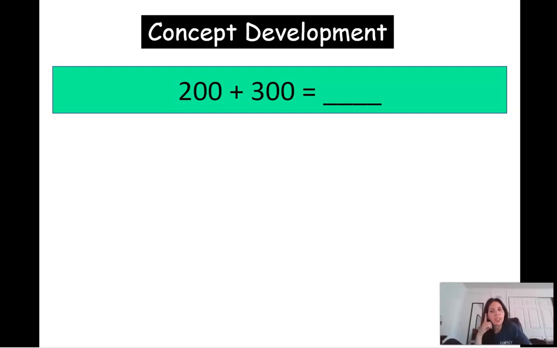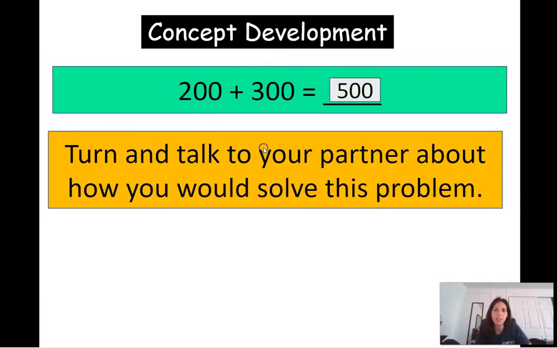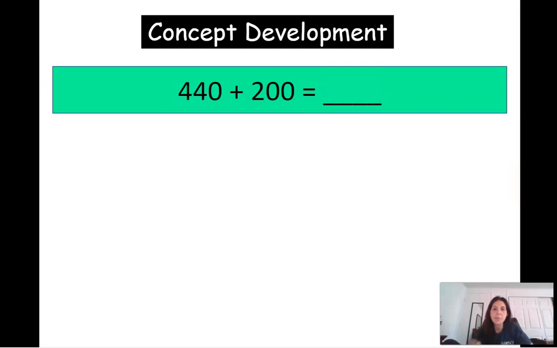I might say 300 in my head and count up 2 more hundreds. So 300 plus 200 is going to give us 500. So you could count up 2 hundreds and it would get you to your 500. Super easy. What about this problem? How would you solve this one?